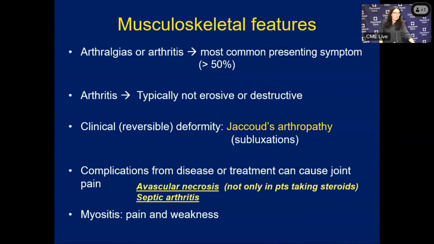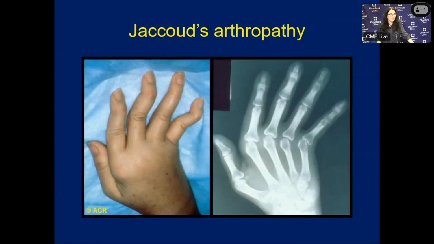And other complications affecting the joints that are associated with the disease itself or a complication from treatment are avascular necrosis of multiple joints. And that's not just seen on patients who are taking steroids, but it can be secondary to lupus itself. Septic arthritis can be seen on patients who are not immunosuppressed, just based on the risk associated with lupus, but it's more commonly seen on patients heavily immunosuppressed. Myositis can cause muscle pain and weakness, but is typically not severe in lupus.